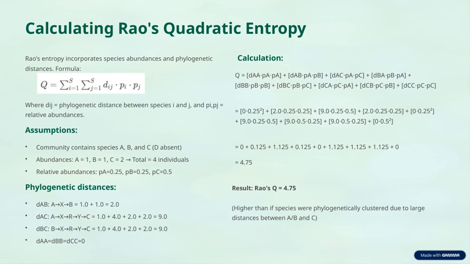Next, we consider the phylogenetic distances. Between A and B, the distance is 2, which is the sum of the branch lengths connecting them through an intermediate node.